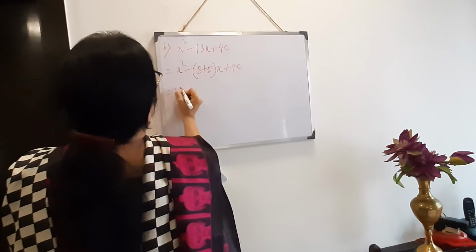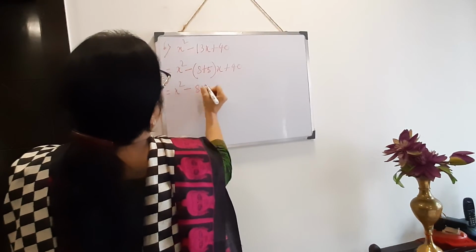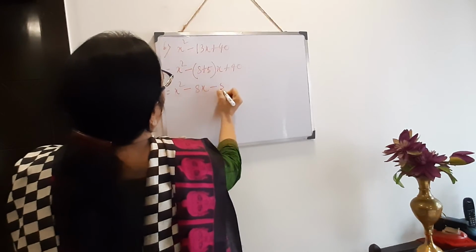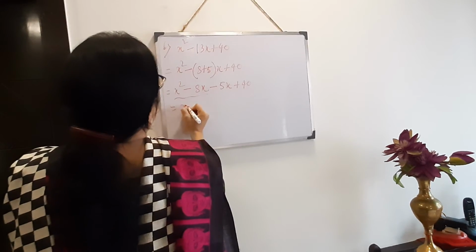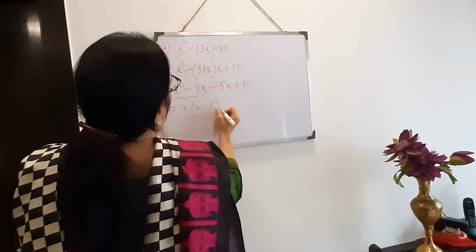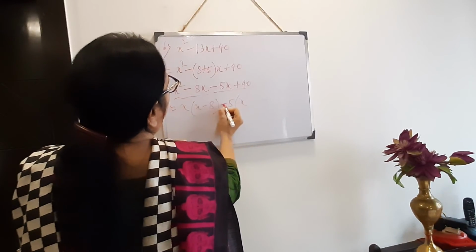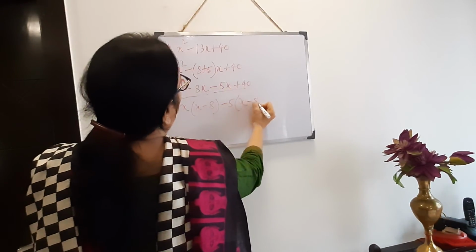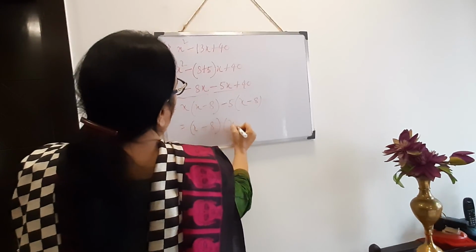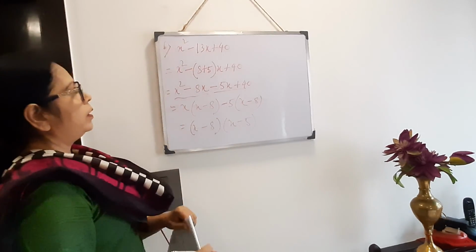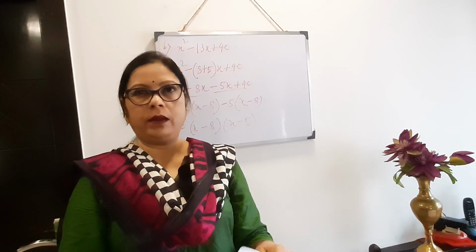Now we will open the bracket, x square, minus sign is there, be careful, minus x minus plus minus 5x plus 40. Now from this I will take x common, x minus 8, and from this minus 5 common. As I have taken minus common, this sign will be minus. So here x minus 8 into x minus 5. Clear? So I am explaining different types. Now next one we will get in the next video.